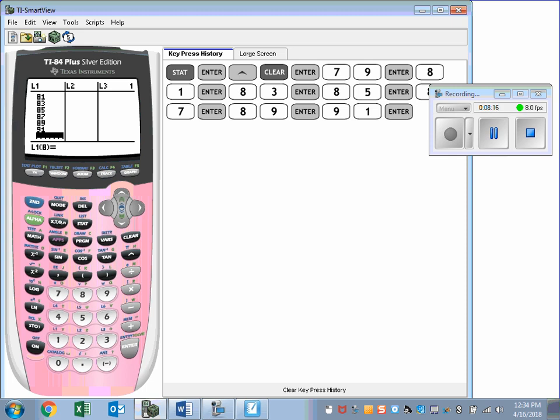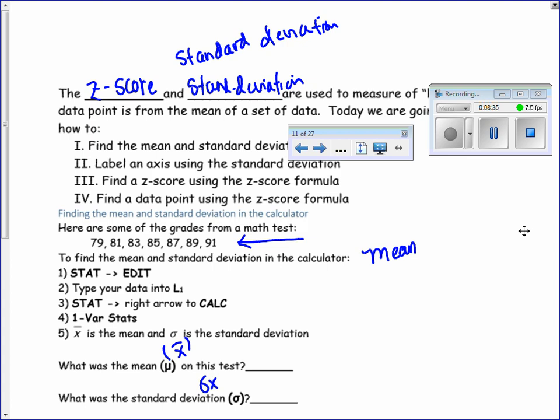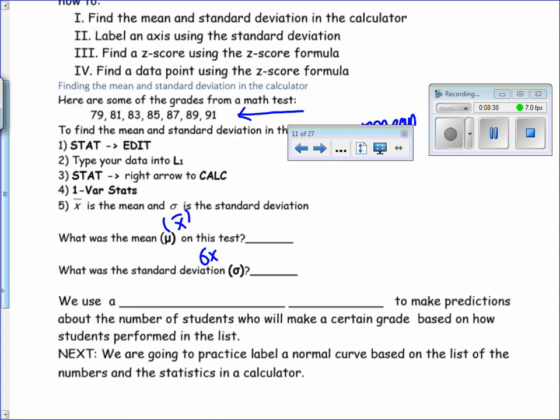The next thing we want to do is go back to stat, right arrow over to calc, press enter on one variable. And then we go down, press enter, enter, enter. And we go back and we fill this information in. So my mean is 85, my standard deviation is 4. So we're going to graph this normal curve. Things I know already, right here, my mean is at 85. And everything else falls to either side of that normal curve.